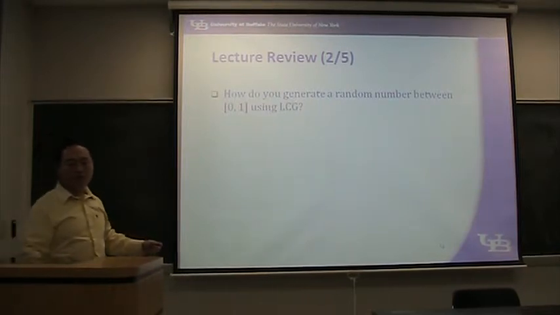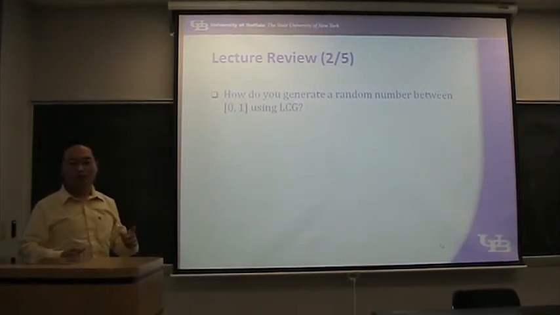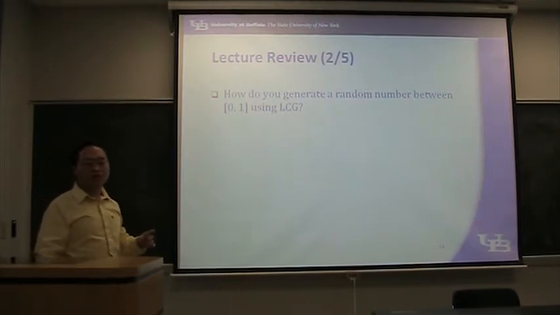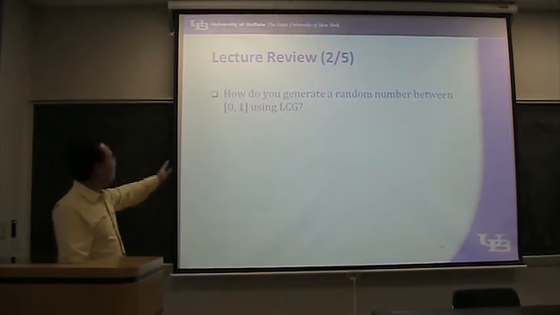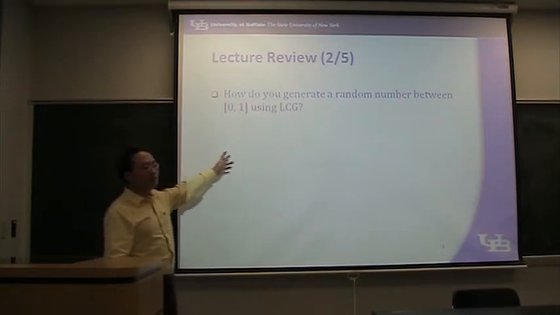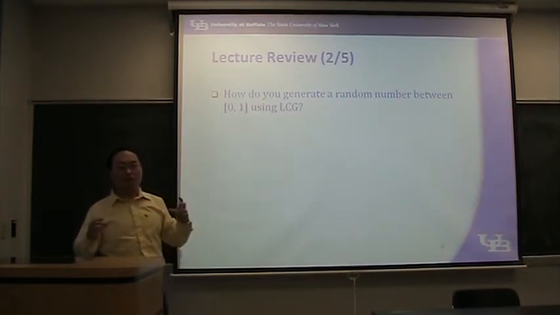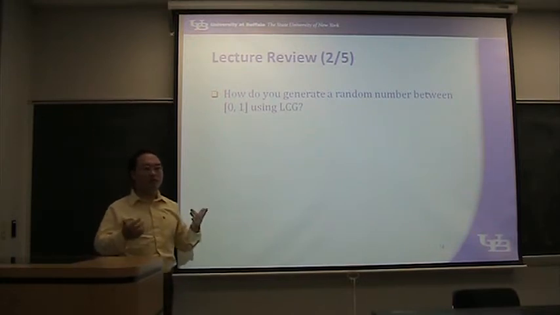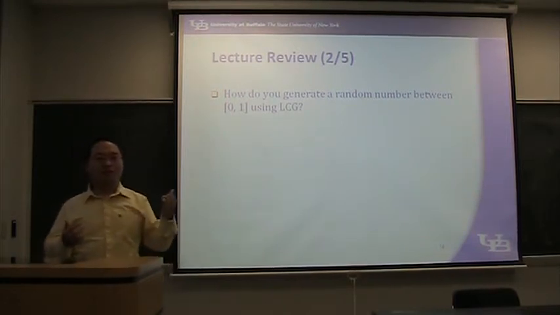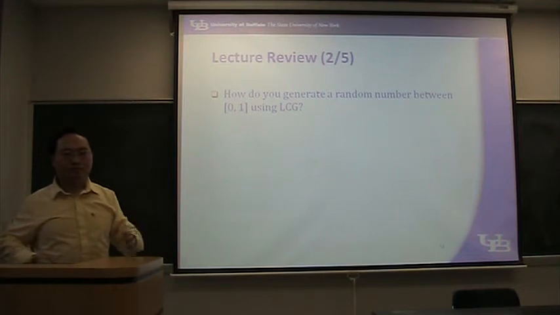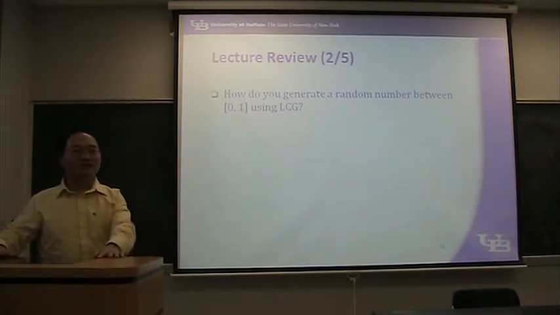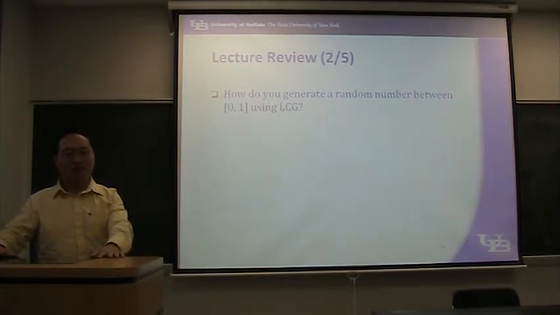So here's the question. How can you generate a random number between 0 and 1 using the LCG? Because the random number you generated using LCG was a long integer. How can you generate a random number between 0 and 1? This is the question. Okay, somebody remember this? Nobody? Divided by m. Yes, divided by m.